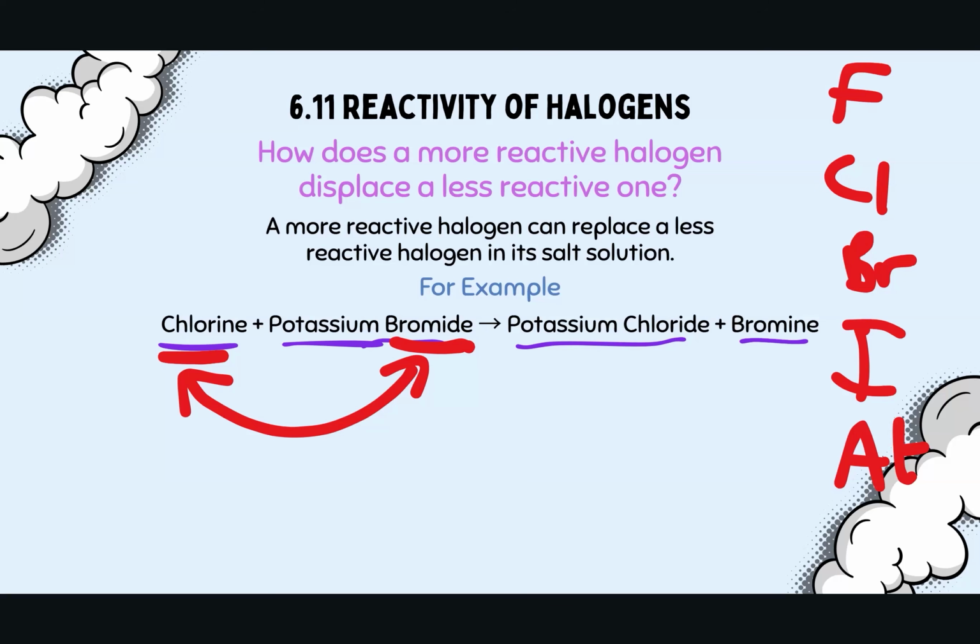Bromide has got one of potassium's electrons. When chlorine comes along, chlorine's a lot stronger than bromine, so it takes that electron for itself. So now it's become chloride, and it attaches itself to the potassium to become potassium chloride. The bromine goes back into the solution. The bromide part goes back in solution and becomes bromine, which is Br2.